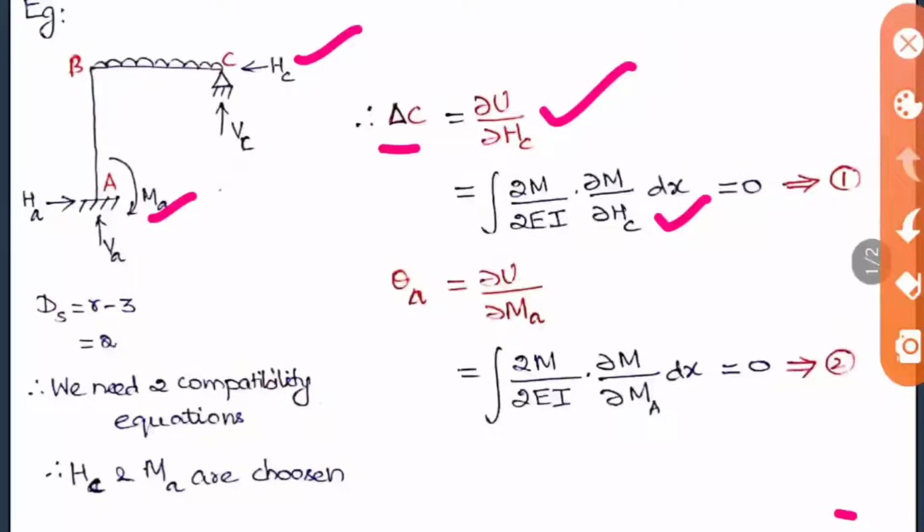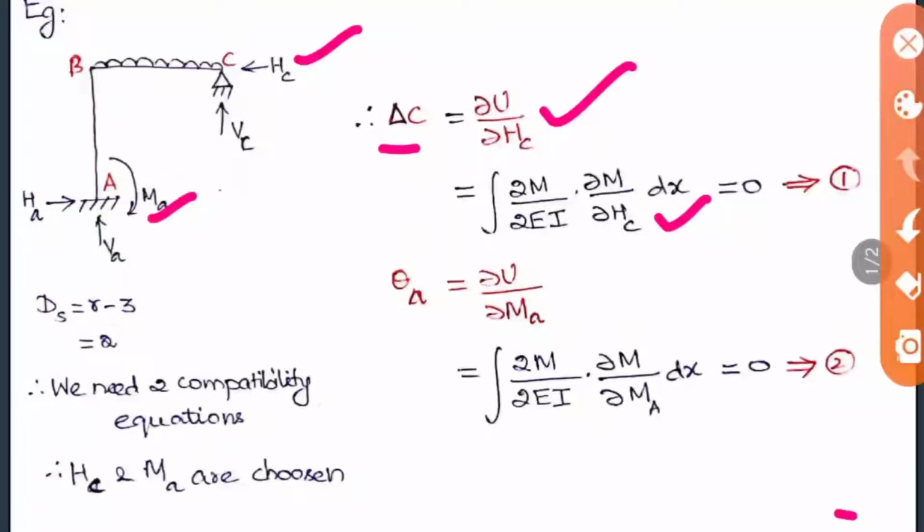So we can equate that to 0, because at C we have a support there. It is a hinged support, so there won't be any vertical deformation occurring there. So we know that delta C will be 0 only. So we can equate this formula equal to 0. So this is your one equation.